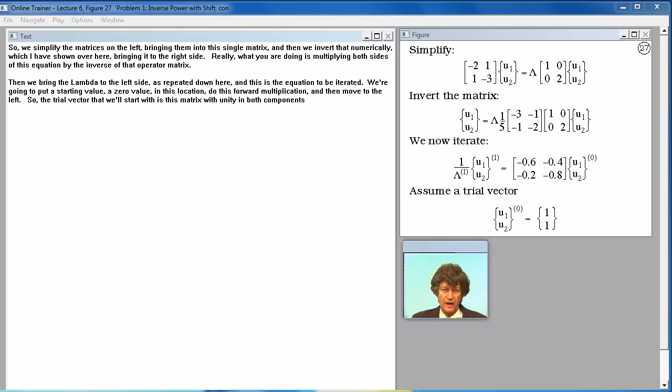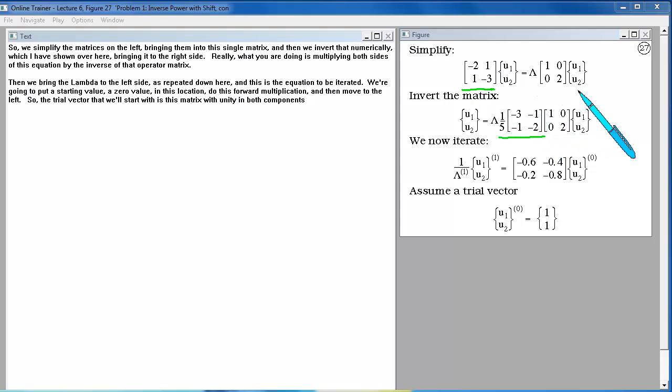So we simplify the matrices on the left, bringing them into this single matrix, and then we invert that numerically, which I've shown over here, bringing it to the right side. Really what you're doing is multiplying both sides of this equation by the inverse of that operator matrix. Then we bring the lambda to the left side, and as repeated down here, this is the equation to be iterated.